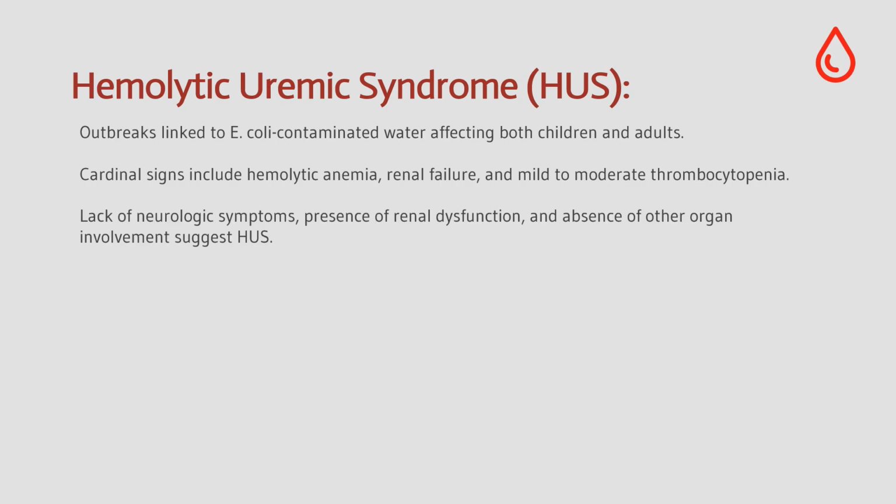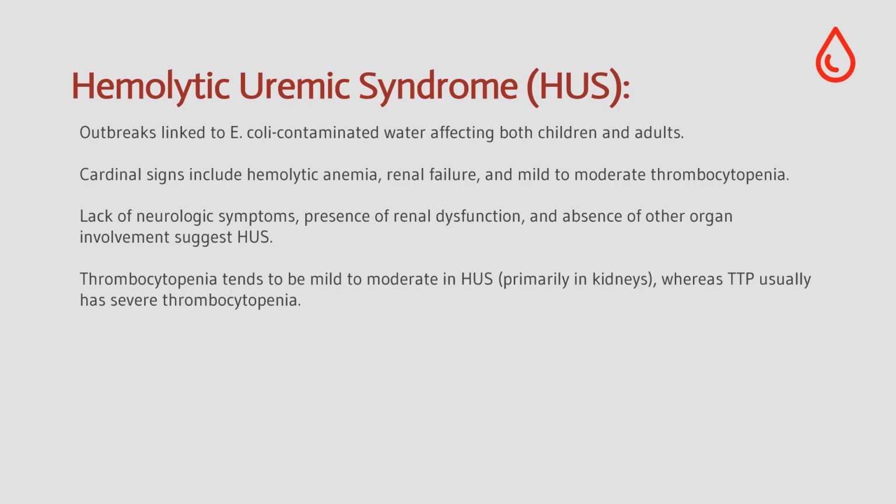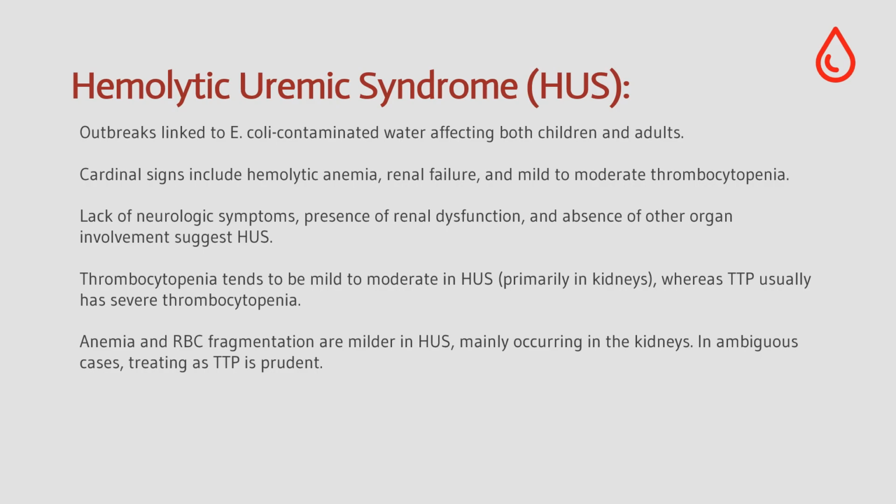Lack of neurologic symptoms, presence of renal dysfunction, and absence of other organ involvement suggest HUS. Thrombocytopenia tends to be mild to moderate in HUS, whereas TTP usually has severe thrombocytopenia. Anemia and RBC fragmentation are milder in HUS, mainly occurring in the kidneys. In ambiguous cases, treating as TTP is prudent.